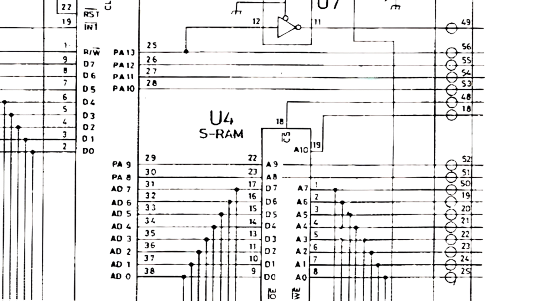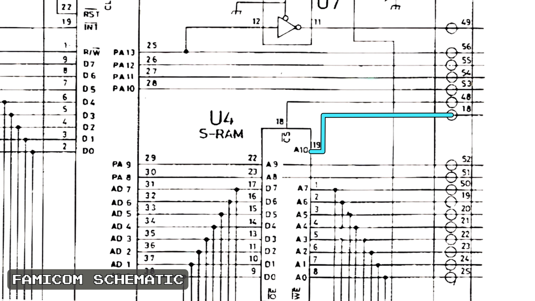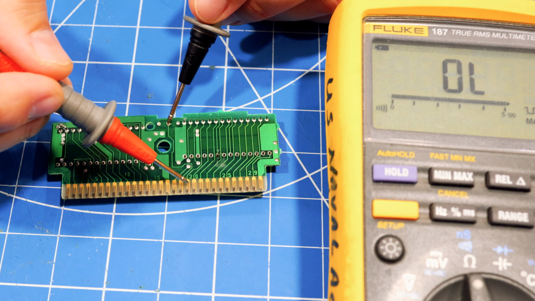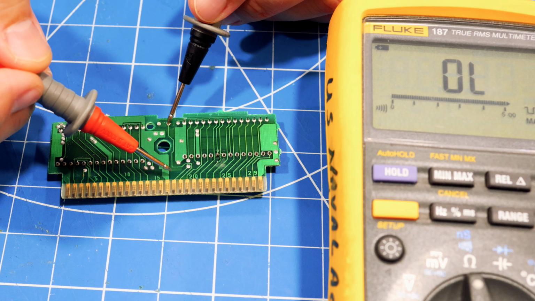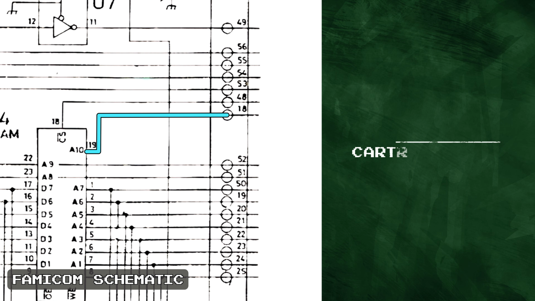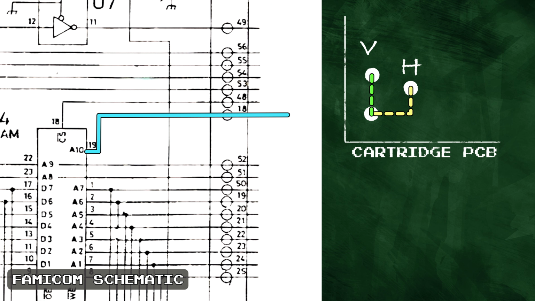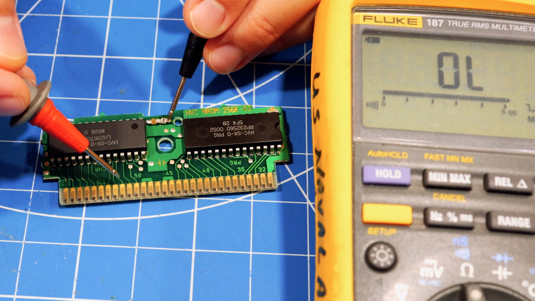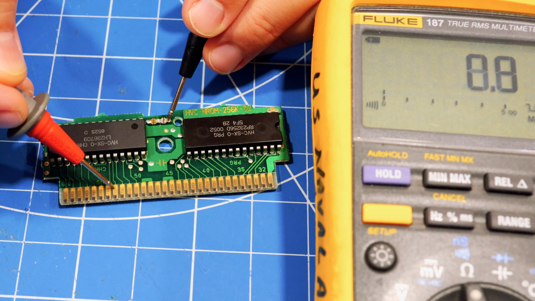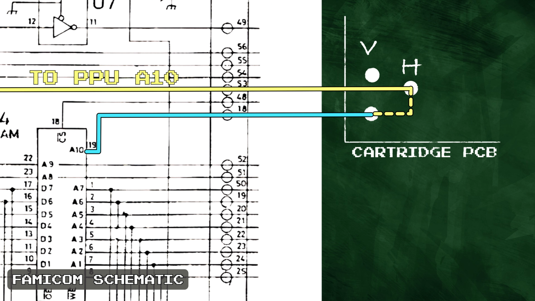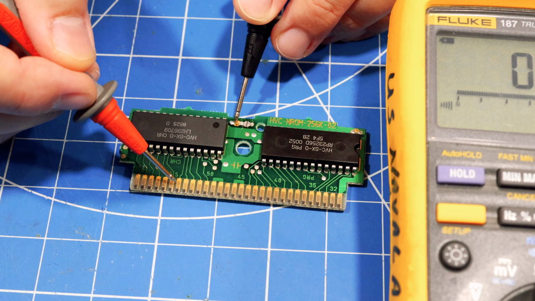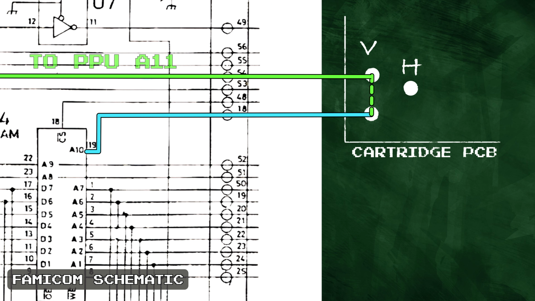If you look at the Famicom schematic, you'll notice that address pin A10 on the VRAM chip connects to pin 18 on the cartridge slot. And if you trace pin 18 on the cartridge, you'll see that it connects to this middle signal between the H and the V pads. So when you bridge one of these connections with solder, it connects either H or V to VRAM address pin 10 through pin 18 of the cartridge connector. The other side of the H pad is connected to pin 53 on the cartridge slot, and that's wired into address line 10 on the PPU. And V is connected to pin 54, which is wired into PPU address line 11.